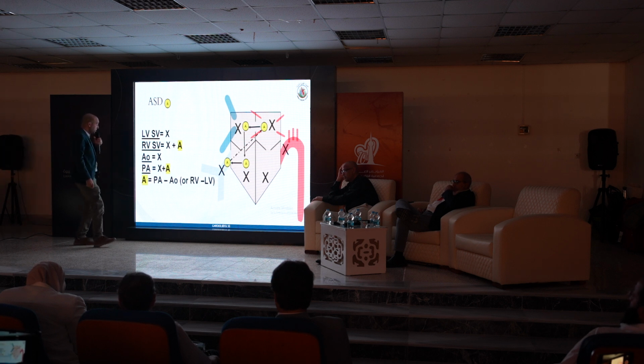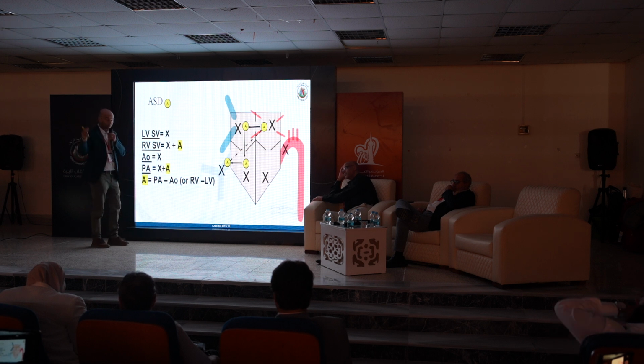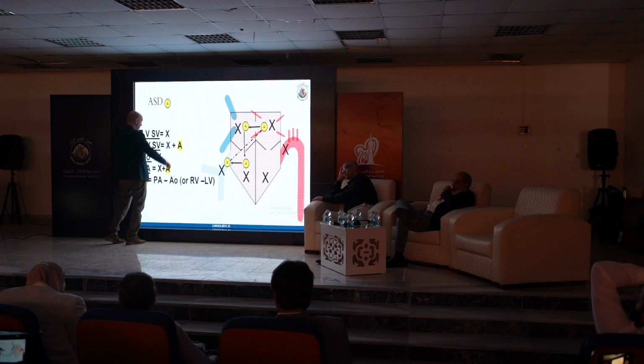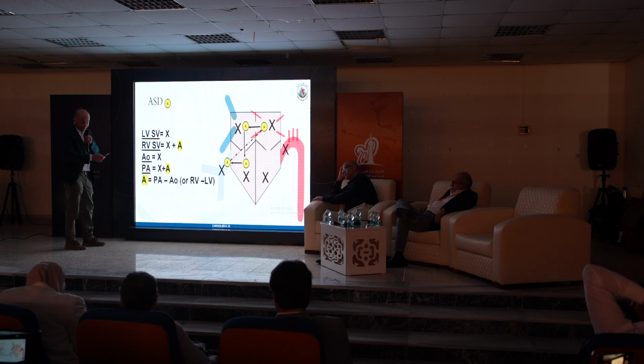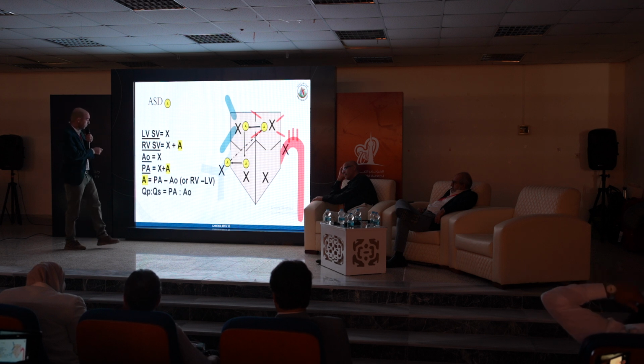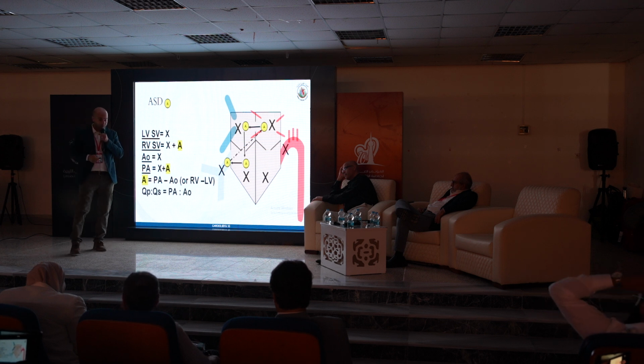So for the ASD, we have one unknown value, which is the A or the ASD. We can get it by pulmonary artery minus aorta, or right ventricle minus left ventricle. And QpQs will equal pulmonary artery by aorta.